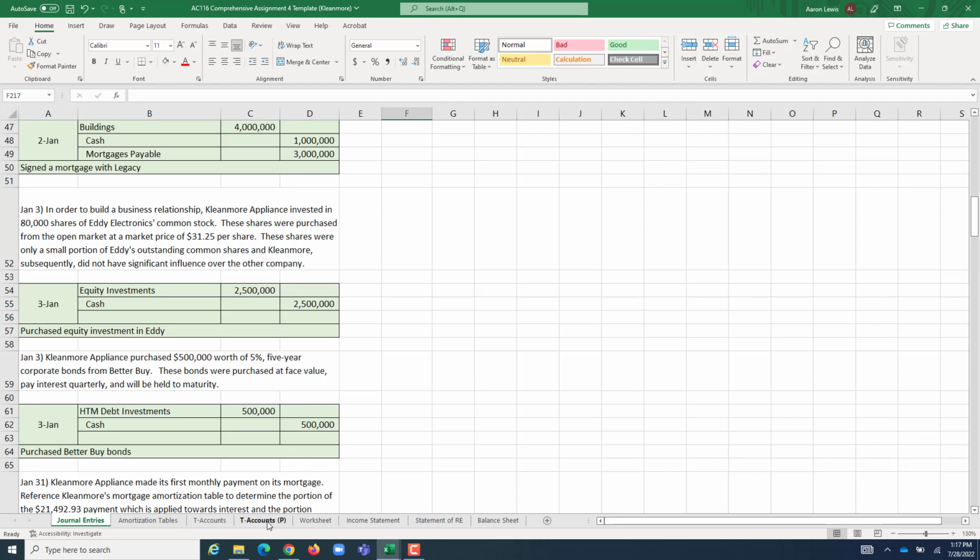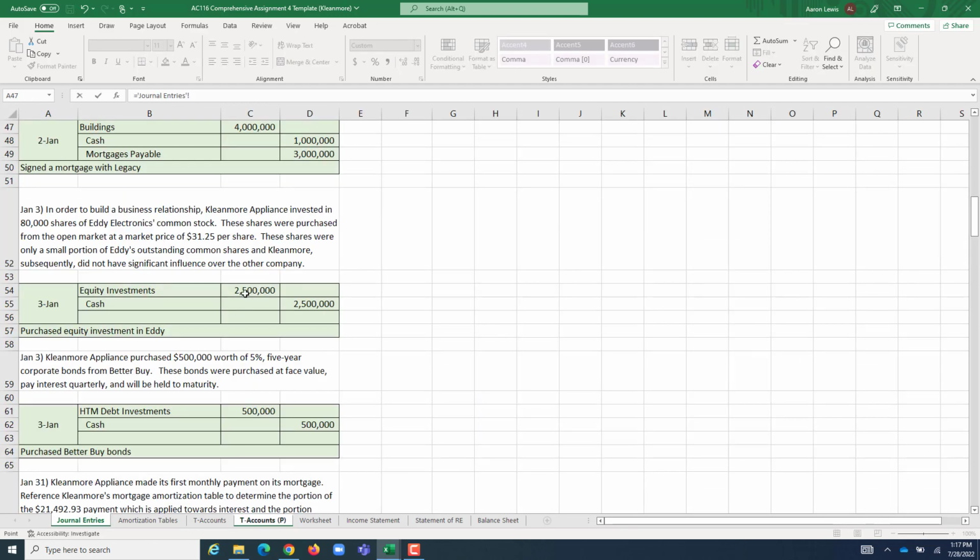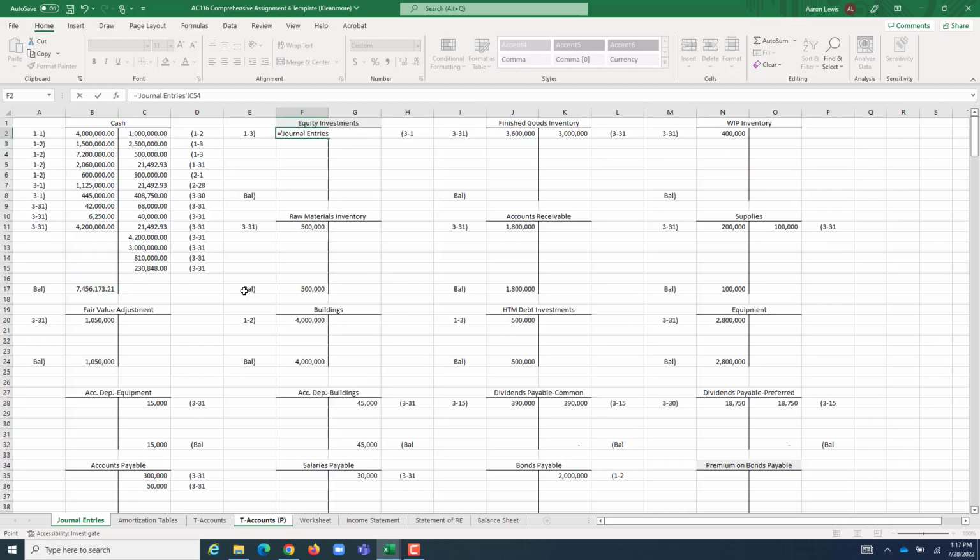Let's do the same thing in our T accounts. So if we go to our T's, we can bring that $2.5 million over by hitting equals, going back to the journal entries, and clicking on that amount. What else do we have in here that has equity investments being used?